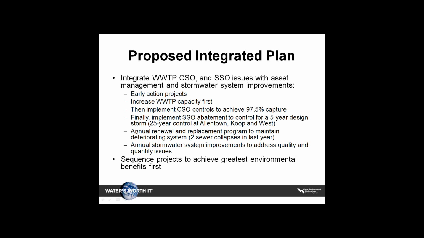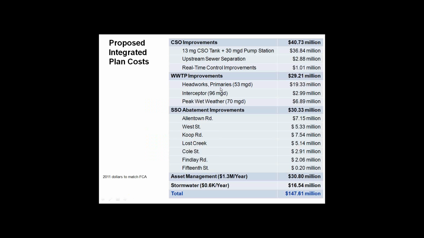And then, as I kind of mentioned before, we have the renewal and replacement program. Our asset management system is in place, and we're funding that. And we've also developed the stormwater improvement systems to meet the MS4 requirements. And then a lot of this, again, was sequenced to achieve the greatest environmental benefits first. And what we basically looked at, and this is the overall cost structure, CSO, as you can go through, the total project's about $150 million, breaking out between the various components there.